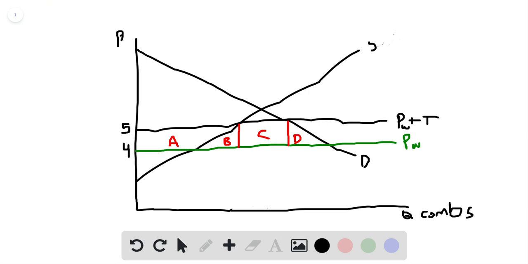Let's look at a different question. Which area on this graph shows the losses to the US consumers from having to buy combs from US producers who are less efficient than foreign producers? And the answer to that is B.